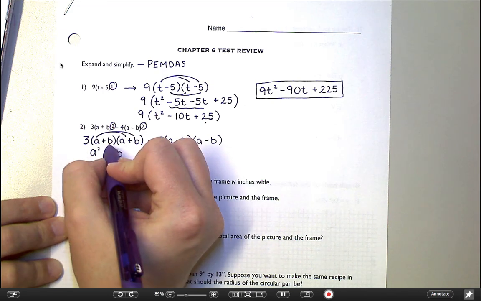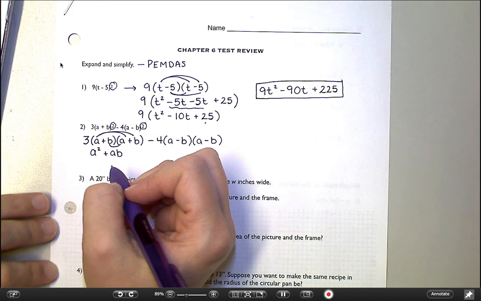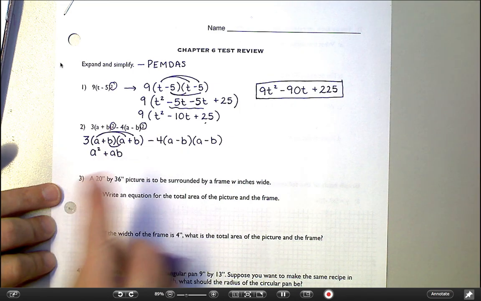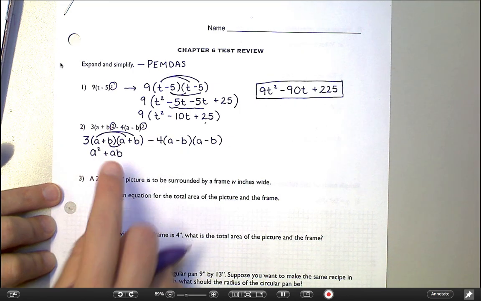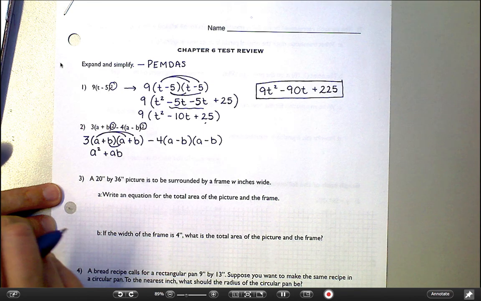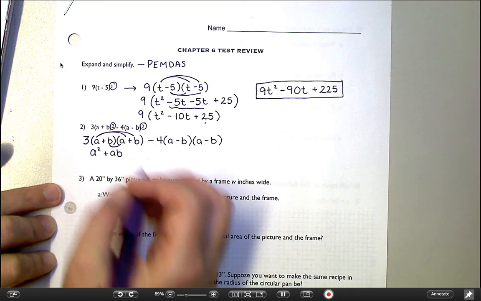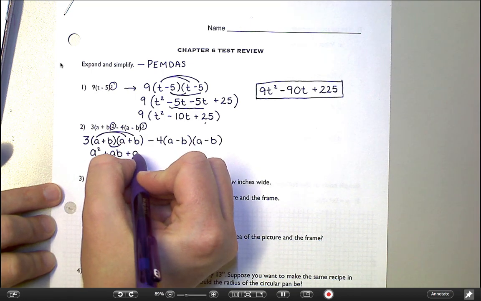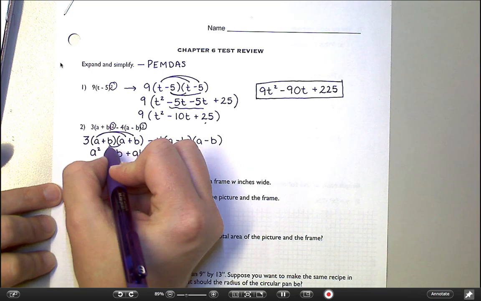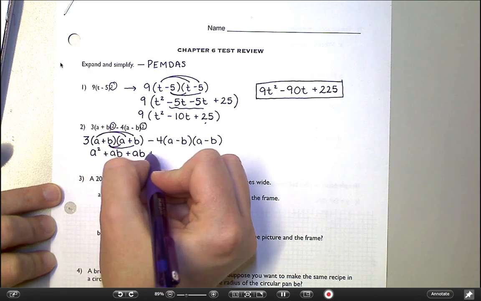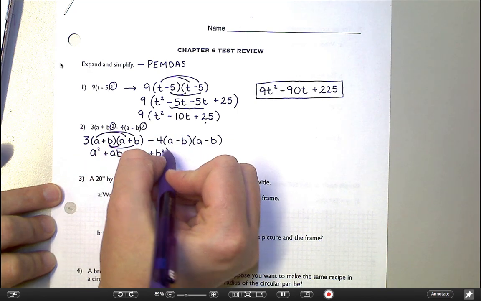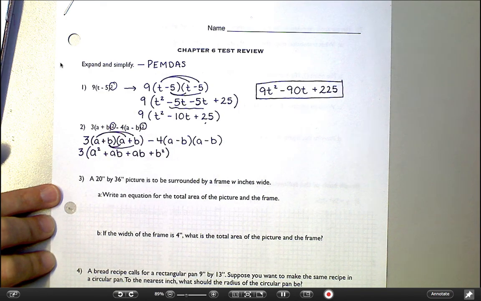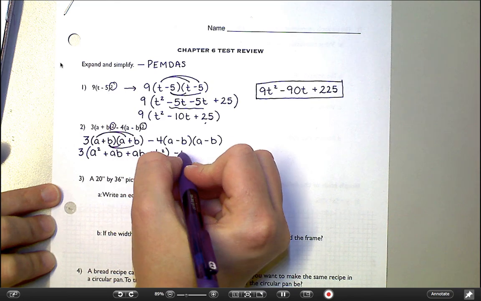Now my next step is this, b times a, and I could technically write that as ba, but ba and ab are really the same thing. And I always try to write them in the same order so that I can identify them as like terms. So when I do b times a, I'm really going to write that down as another ab. And then b times b gives me b squared. And that chunk is still in parentheses with a 3 out front. Okay? And then I have a minus 4.